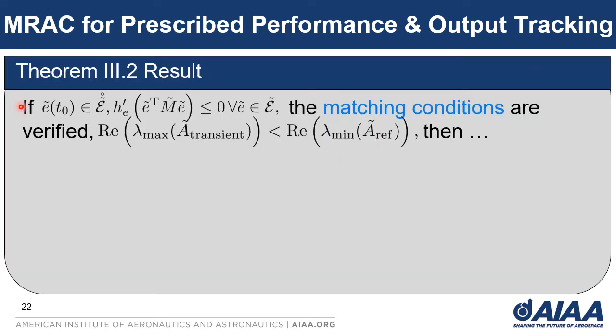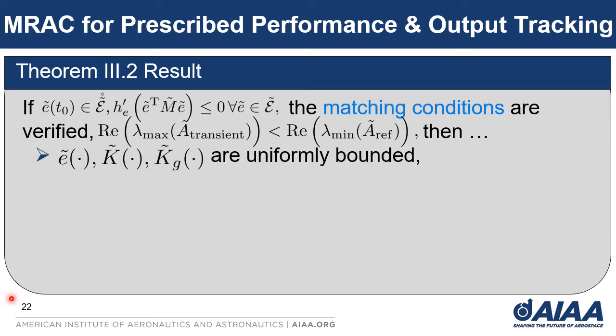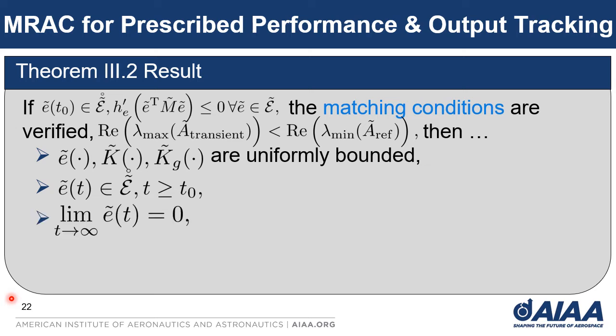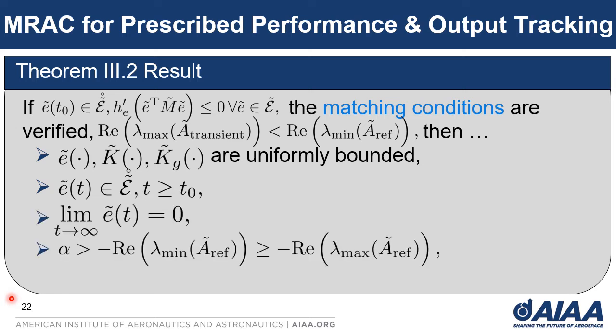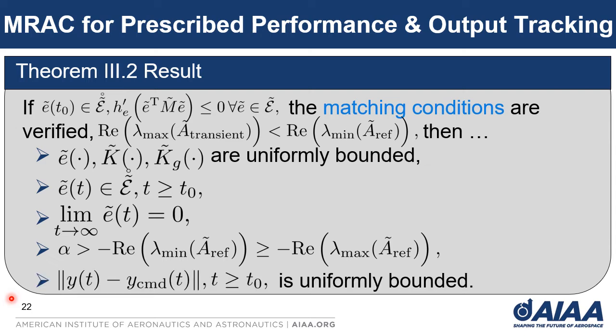So if these conditions are verified, which are similar to that of the last theorem, then the error and adaptive gains are uniformly bounded, the error stays within the constraint set for all time, the error converges to the origin, the rate of convergence is imposed, and the norm of the output tracking error is uniformly bounded.